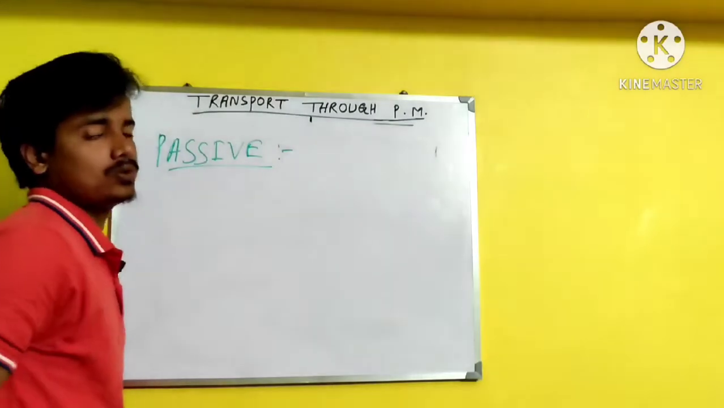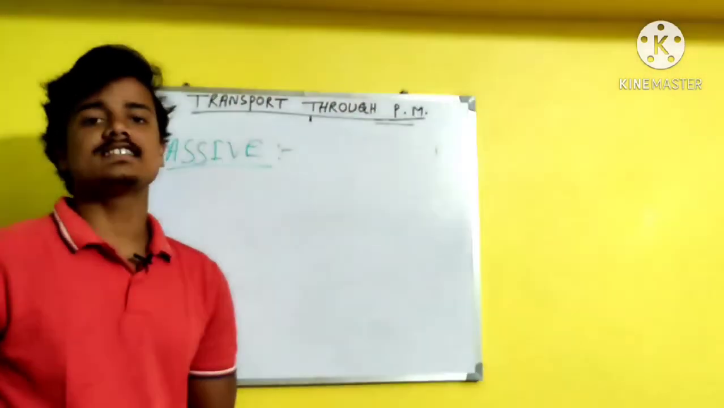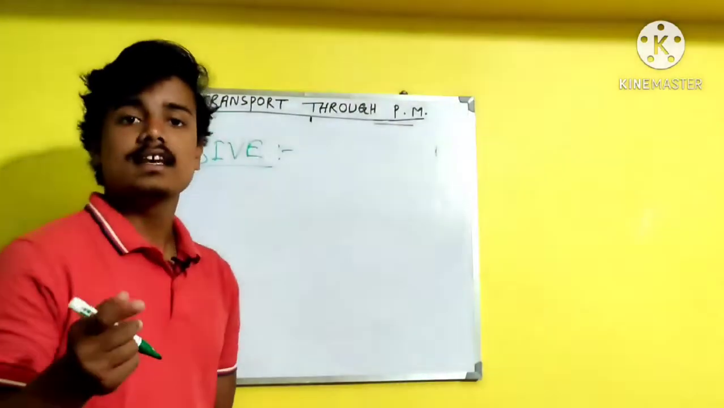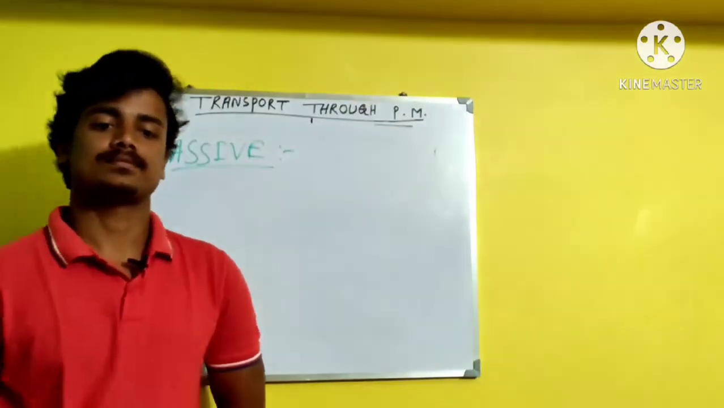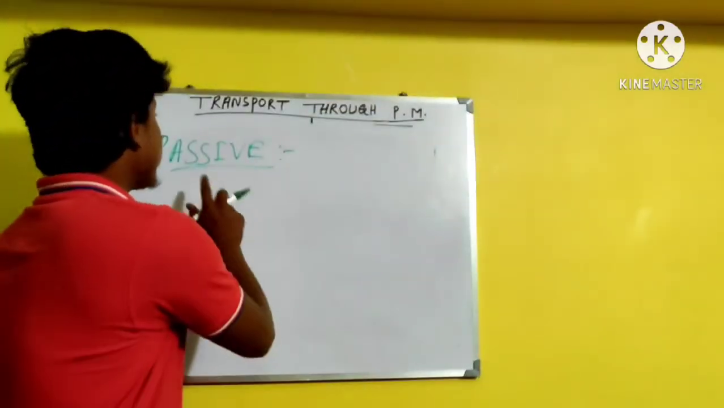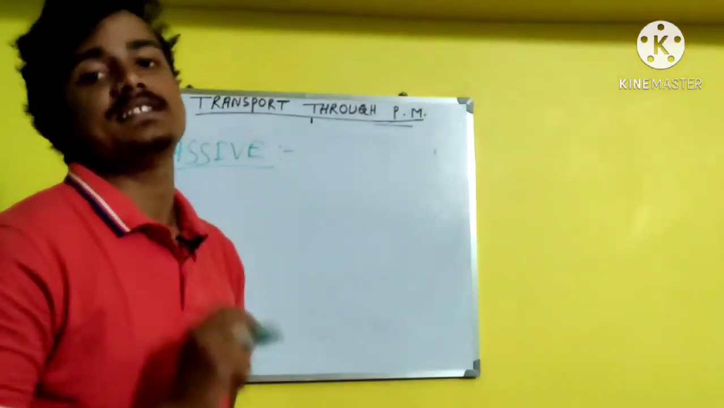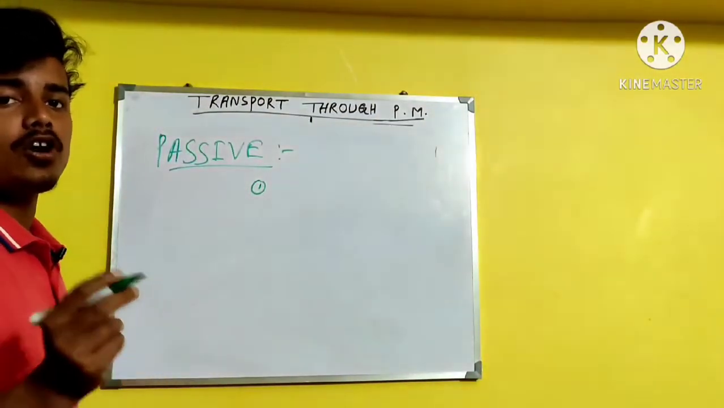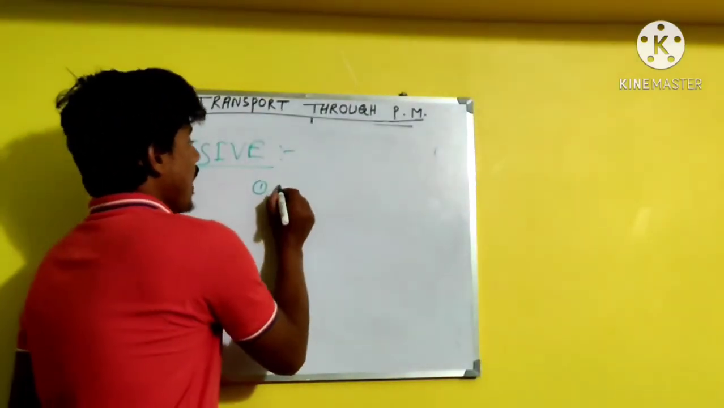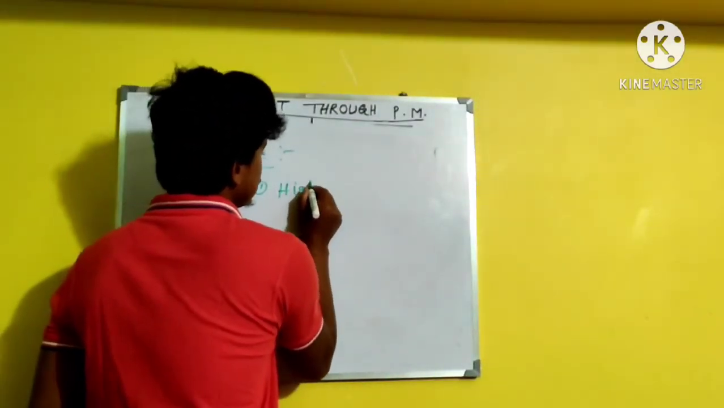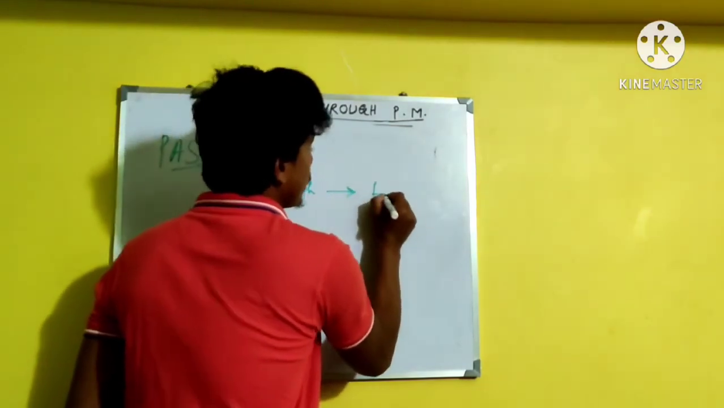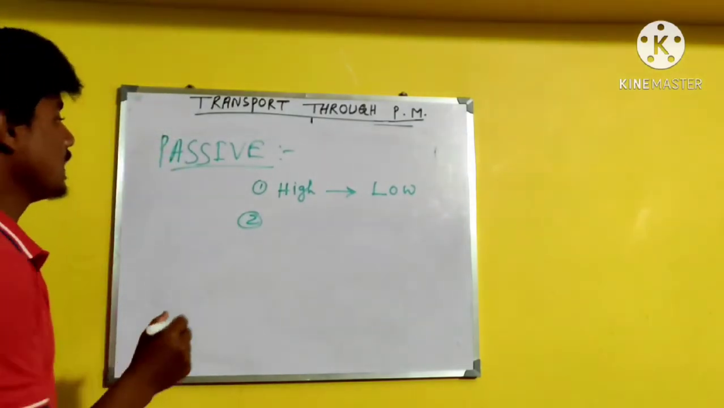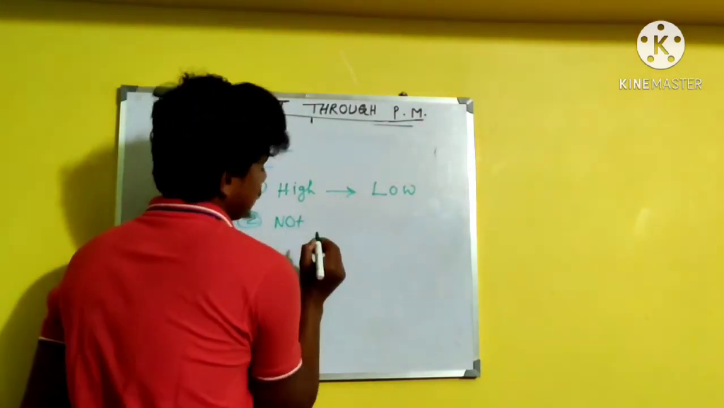What is passive transport? Passive transport is the type of transport where energy is not required. It means ATP is not required. This passive transport has many characteristic features. One is the transport of things from high concentration to low concentration. Another is that ATP is not required.